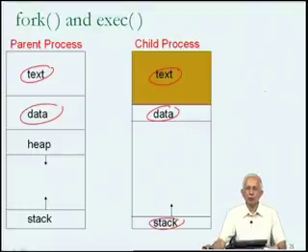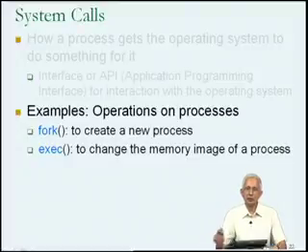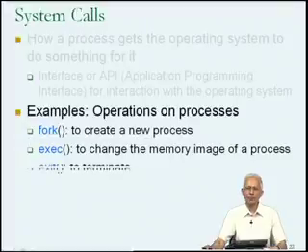Okay, so much for fork and exec. These are, as I said, examples of operations on processes. We are talking about system calls. These are two examples of the system calls that are provided by Unix-like operating systems for operating on processes. I'm going to mention just one or two more.